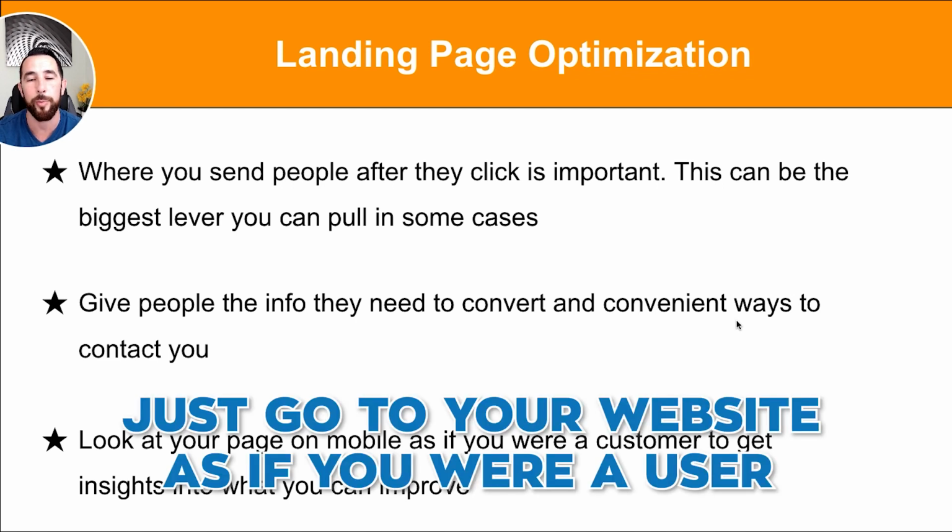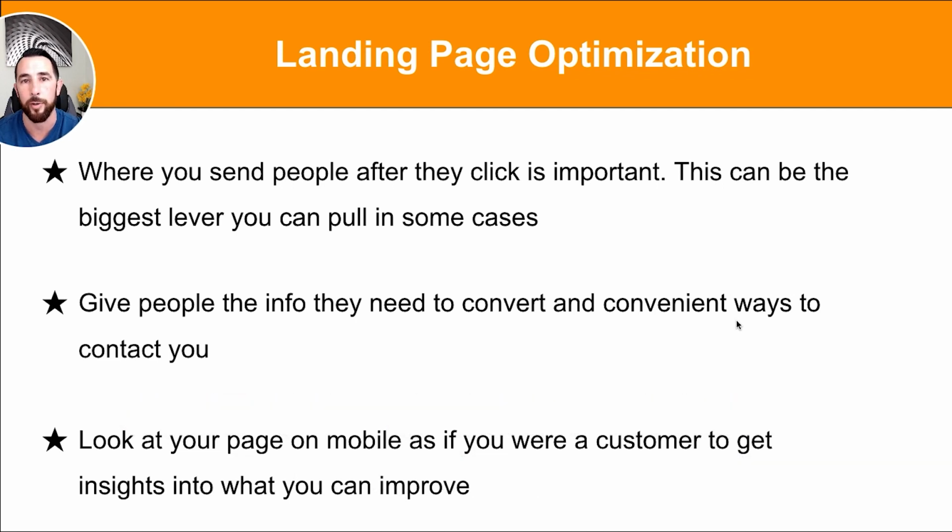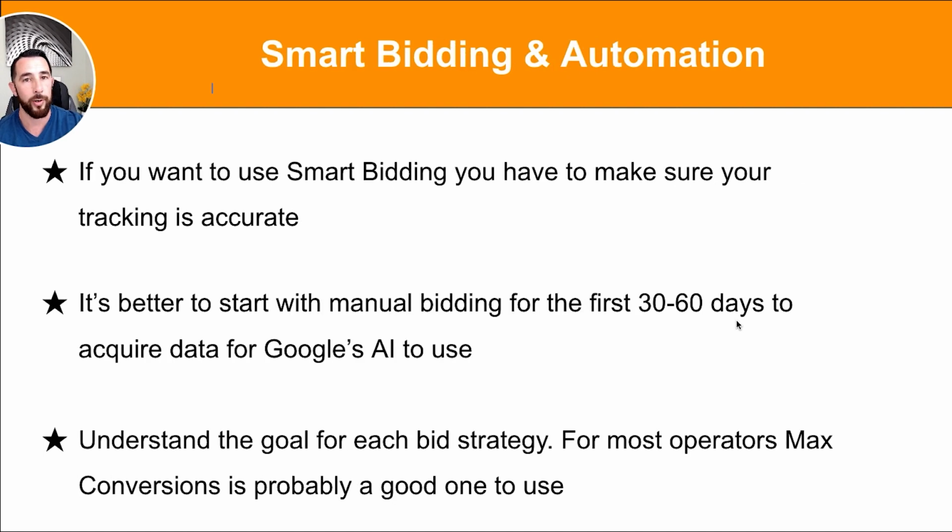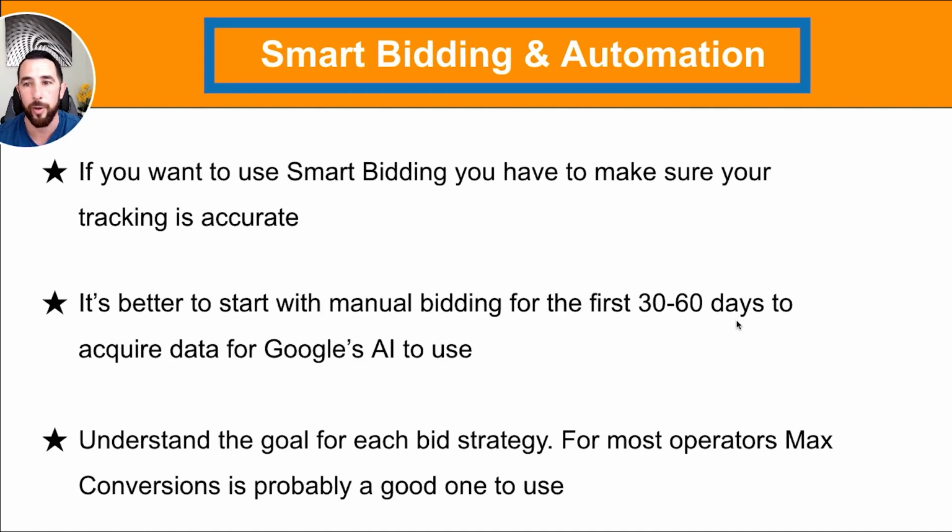Just go to your website as if you were a user in an incognito window and just see what they would see. And start with the pages that you're sending traffic to. Don't just go to the home page only, but if you're sending traffic to a category or a tour category or an individual product page, look at those pages as well. Don't just stick with the home page. Very, very important.